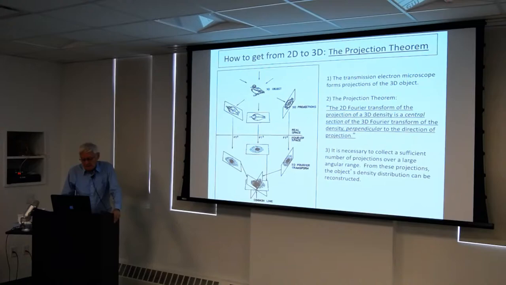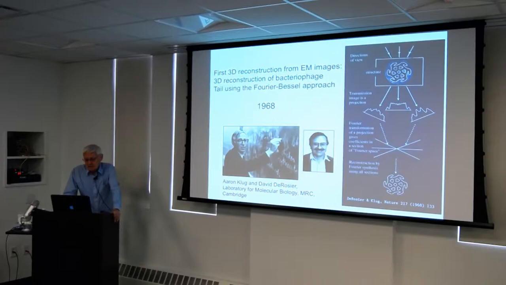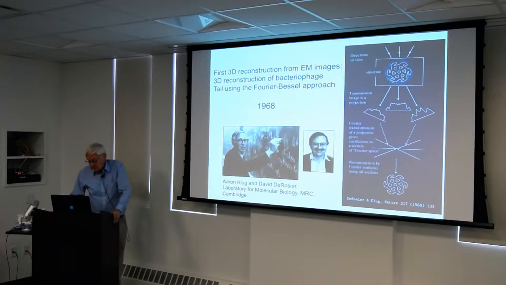And the first of such reconstructions was done in 1968 by Aaron Klug and David DeRosier. They were both at MRC. You have to appreciate that this was the first 3D reconstruction ever using a computer. There was nothing done before. The principle, like what I showed you before, this central section theorem, was already worked out in 1917 by Radon, and then of course there had been no way of using it until computers became available.